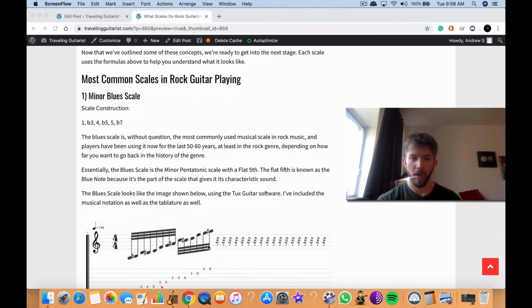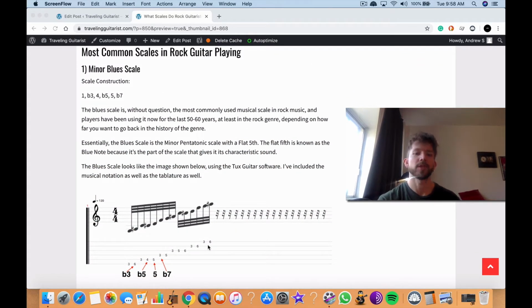But anyway, moving on, the first one, which is easily the most common, is the minor blues scale, which sounds a lot like this. That's the minor blues scale, easily the most common one.